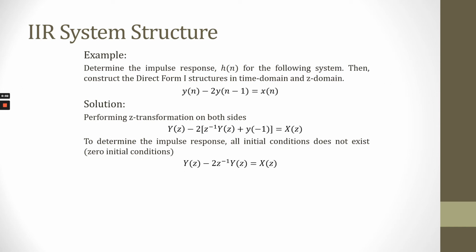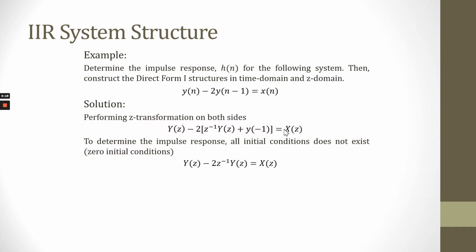This is an example for IIR system structure where we need to determine impulse response Hn and construct direct form 1 structure in time domain and Z domain. We have this equation and we need to perform Z transform on both sides.